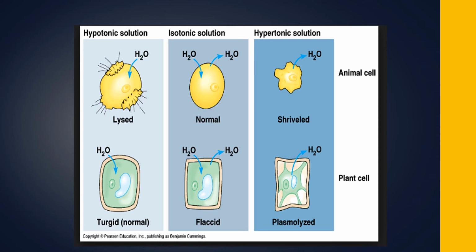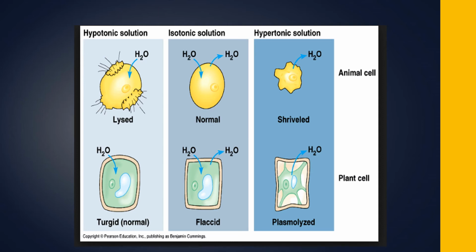So most cells in organisms are actually in isotonic solution. Another example of this is the blood. Our blood is in isotonic solution.